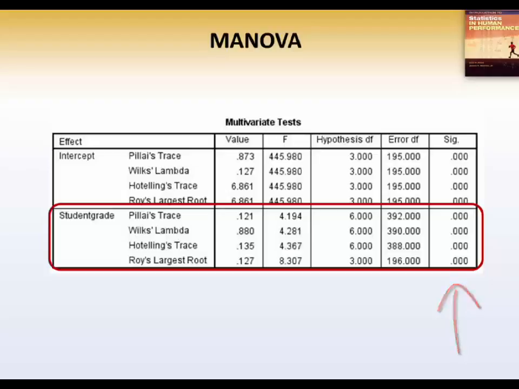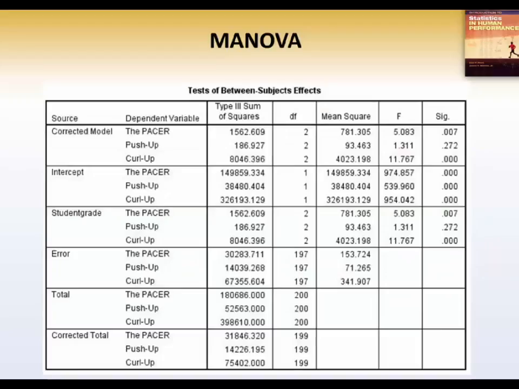Notice, though, that there are differences in the F value associated with each test. Notice that there are differences in hypothesis degrees of freedom and error degrees of freedom. That's why you get slightly different results in this case. Another piece of output that often comes with MANOVA results and does with SPSS are univariate results.